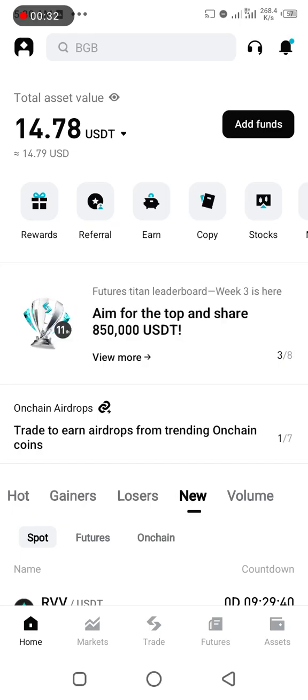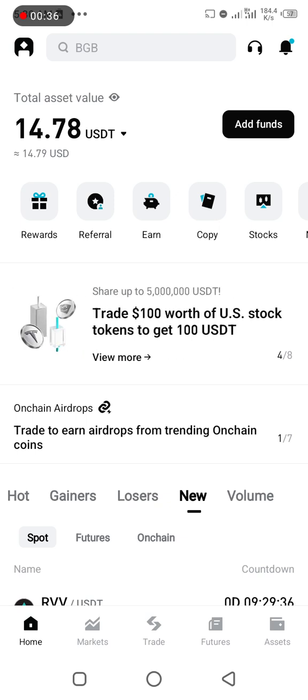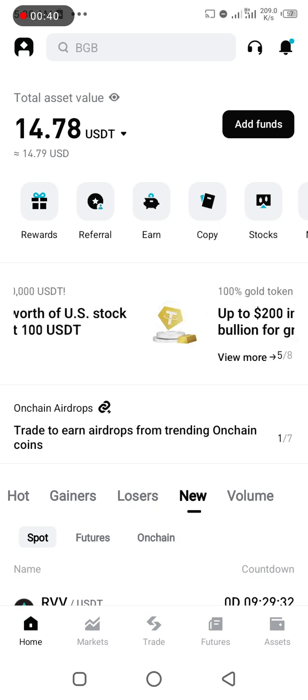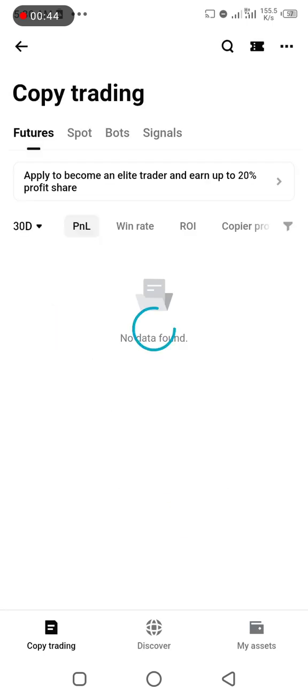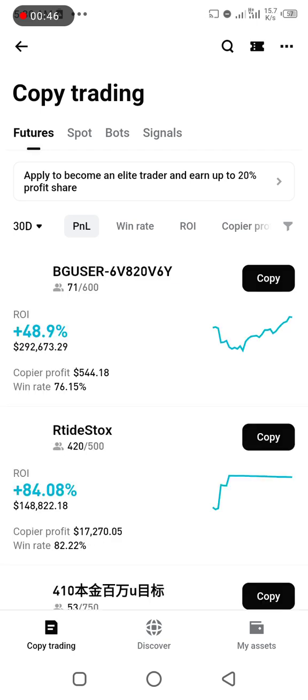As you open the Bitget, you see rewards, referral, and copy stocks. You click on the copy. So you click on the copy, it's showing you copy trading. There are different ways of copy trading: futures, spots, and bots.